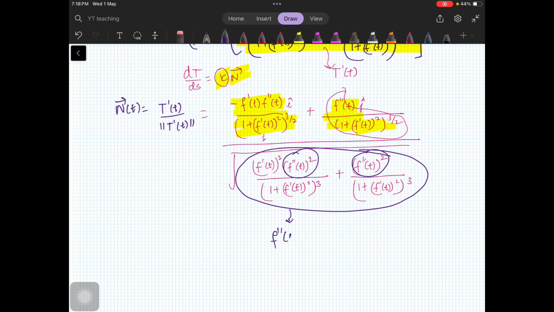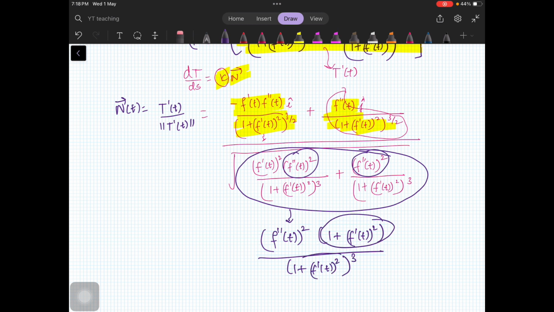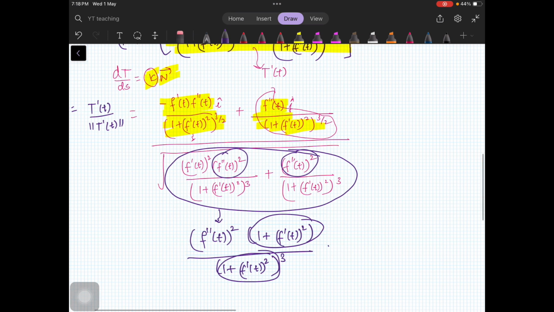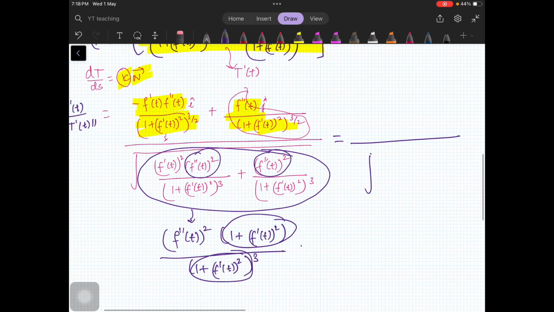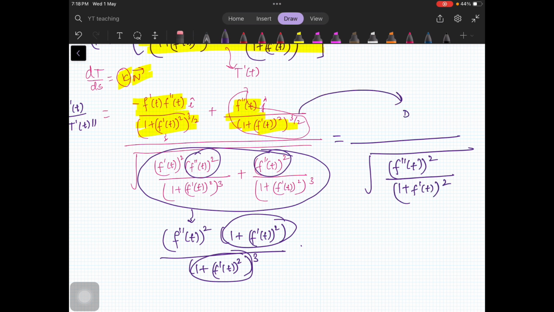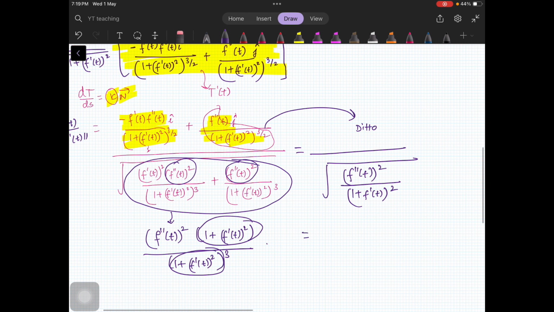So, I will take it out, f double prime t square, then inside I have 1 plus f prime t square, and in the denominator I have 1 plus f prime t square raised to power 3. So, this power will cancel. So, in the denominator I have square root of f double prime t square divided by 1 plus f prime t square, and in the numerator we have this thing, right. So, further you can write it like this. This is ditto whatever is that component. Let me write down that now.